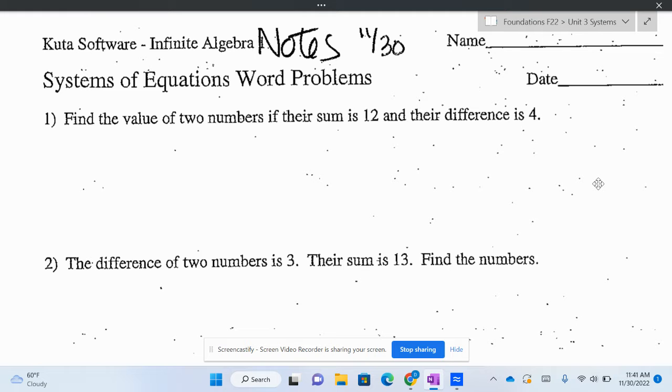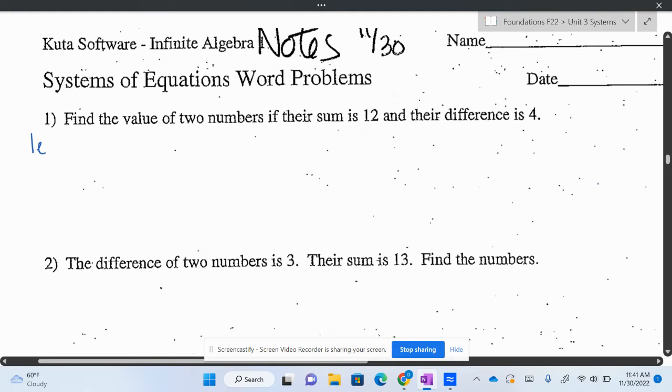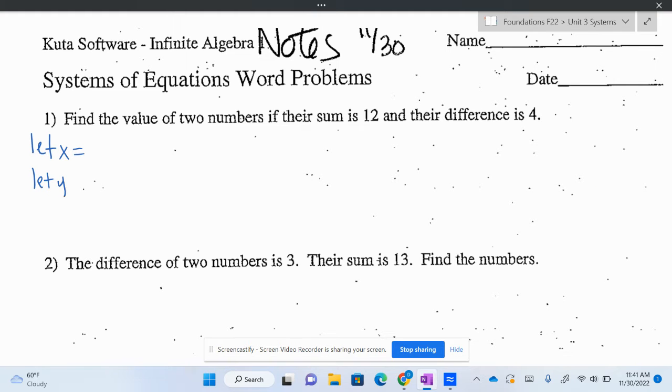So what are my variables going to be? Think about how we did that yesterday when we had to sum two numbers and we had to, what did we do? You can look at your notes from yesterday. Well, someone wrote it down for you.